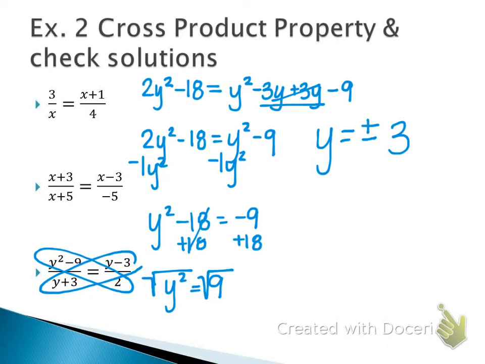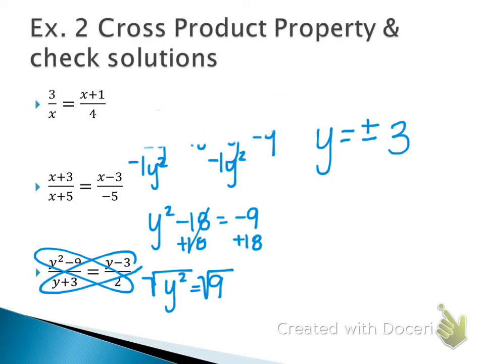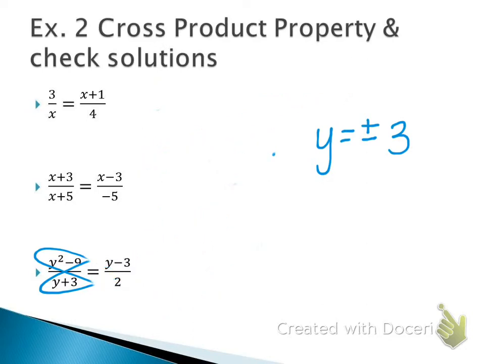So I've got to go back to my original problem, plug each of these numbers in, and find out either yes, it's going to be a solution, or no, it's not. It's a very simple process. It does not take very long. So this is exactly what you do. If you added 18, how did you get 9? Because it was a negative 9 over on the other side. Okay? All right, so I'm going to plug in a positive 3 first.